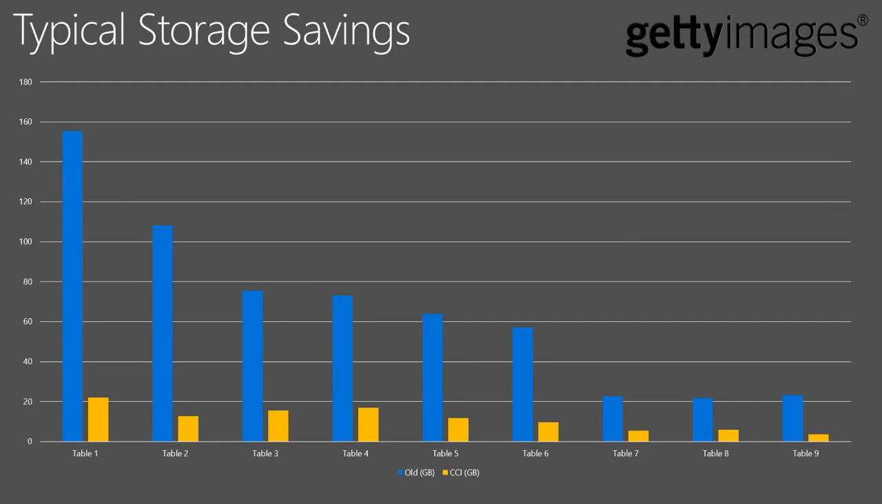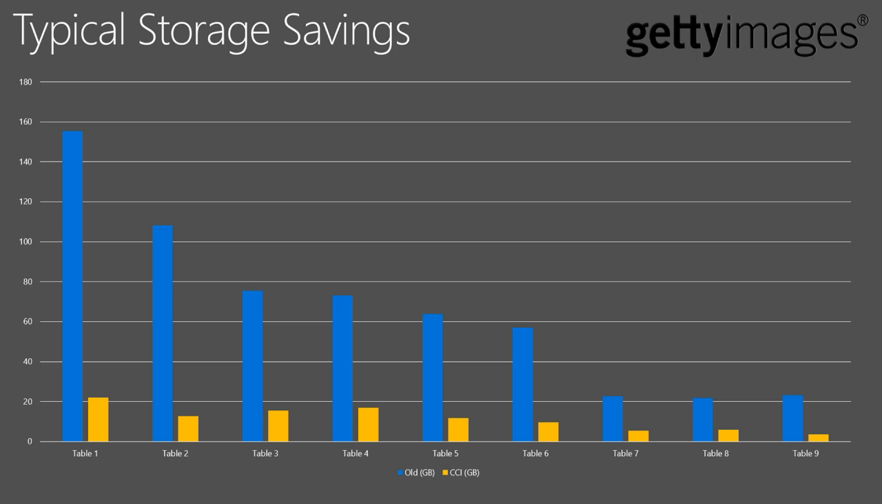Okay, so this is a graph of some of the tables. You can see over on the left that the blue bar represents the original page compressed size, and then the second bar represents the clustered column store index size. So in the case of the first table, we went from about 160 down to just over 20. You can read this graph as well as I can speak about it, but you can see that clustered column store indexes were generally a fraction of the size of the original table.